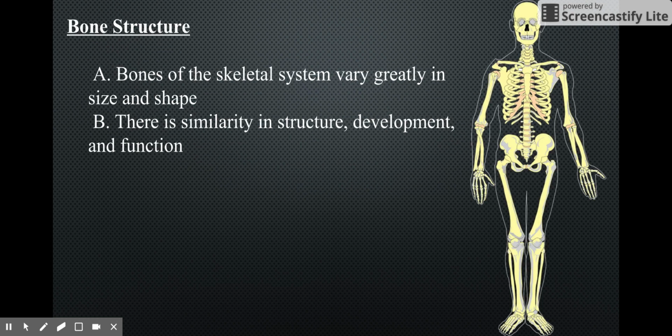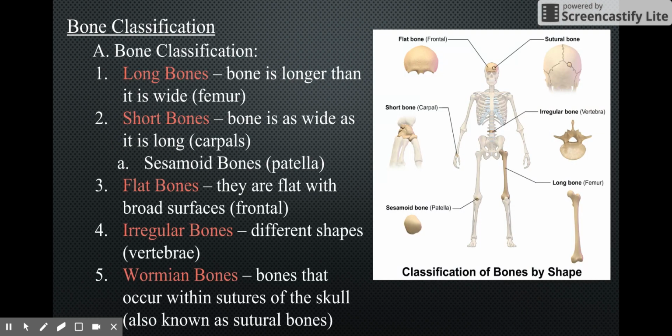So if you look at the skeleton here, you'll notice that our bones are all shaped differently and they come in different sizes, but they're all going to have the same initial development, function, and structure. The types of classifying that we do here are in terms of long bones, short bones, flat bones, irregular bones, and what are known as Wormian bones.